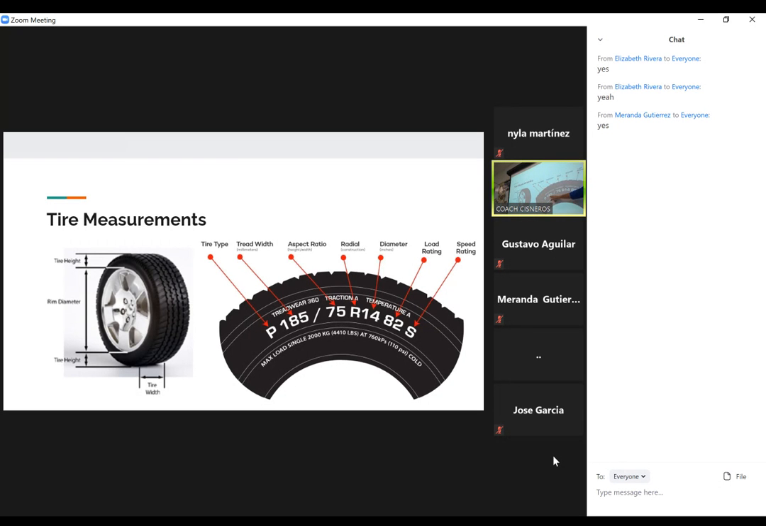This first three-digit number is how wide the tire is in millimeters. It's a different measurement than the rest of the tire. Don't ask me why, I don't know why they do that. Make it difficult. But it's how wide the tire is in millimeters. This right here is an aspect ratio. We just learned about aspect ratios. It's a percentage of how wide the tire is to how tall it is, the tire height. And we're going to use that to calculate the circumference of the tire in just a minute.